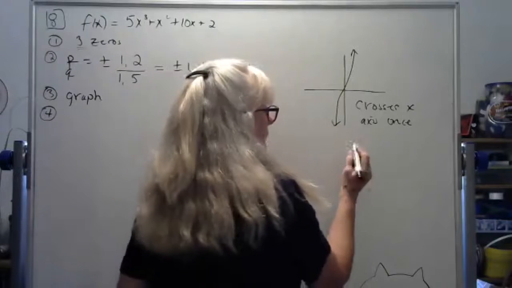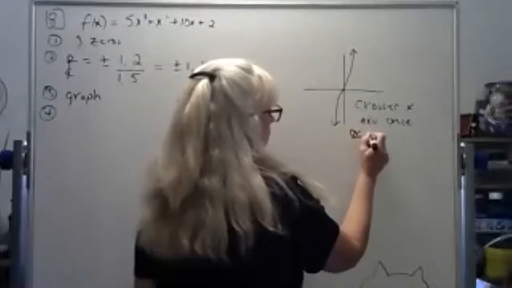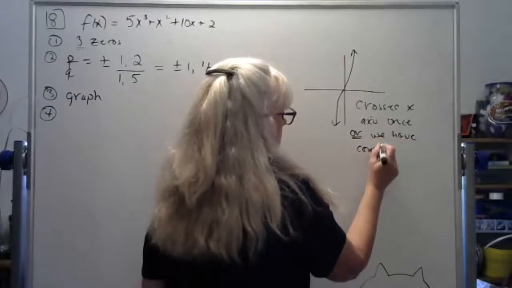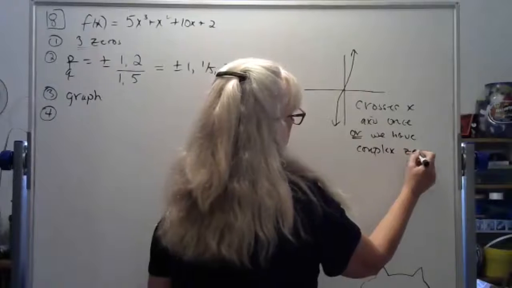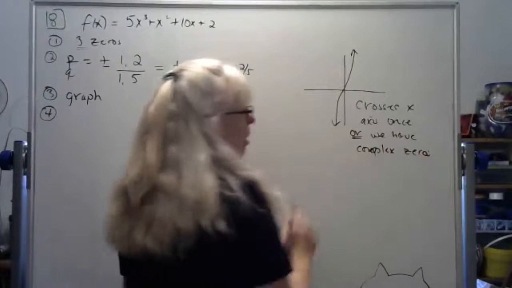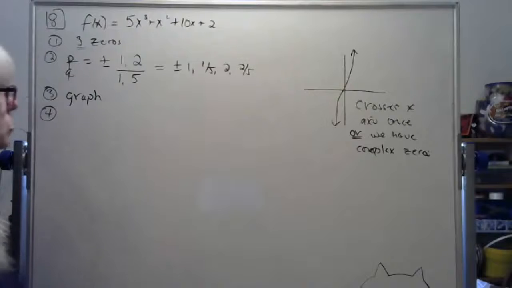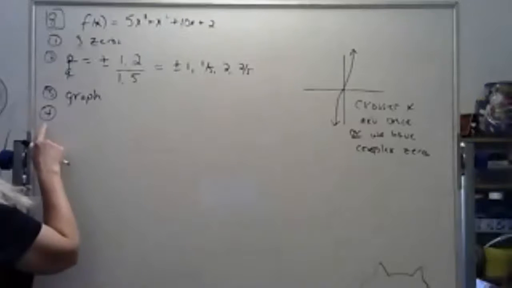Or what could also be happening is that we have complex zeros, things that involve i's, which don't appear on the x-axis. So 2 things could be happening here. We won't know until we go try something. Okay, so now we're going to go try something.